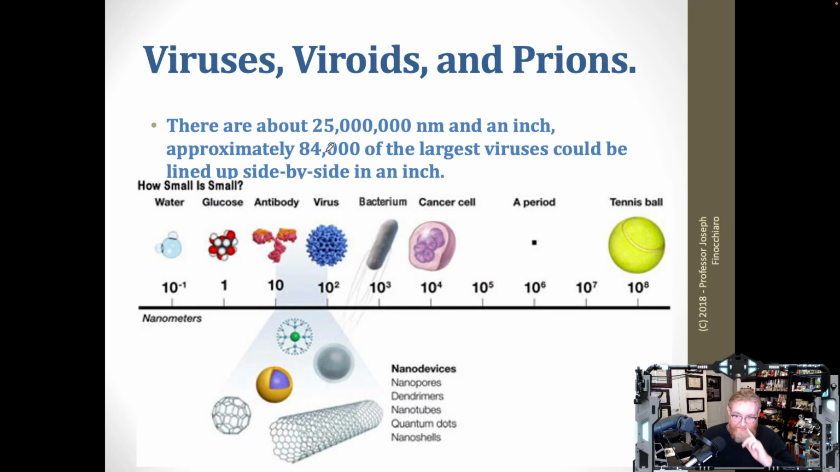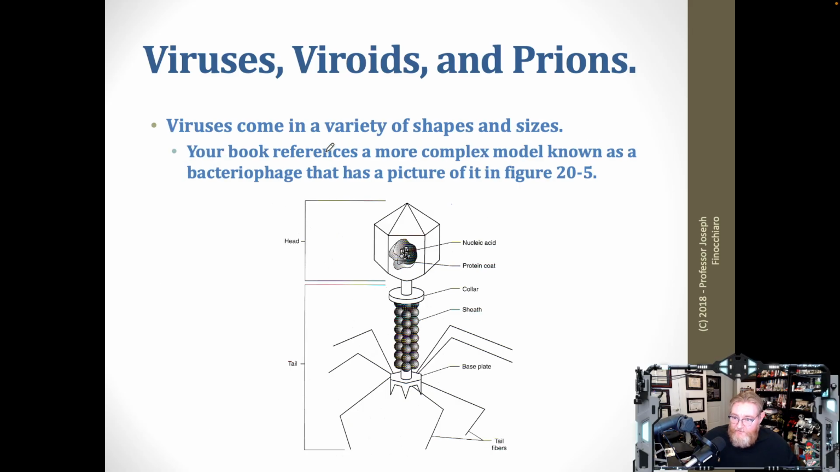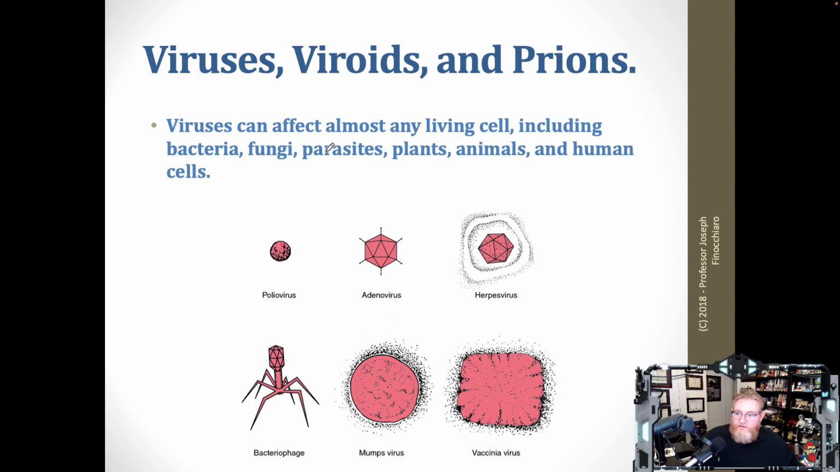There are approximately 25 million nanometers in an inch, and approximately 84,000 of the largest viruses could be lined up side by side in an inch. Viruses come in a variety of shapes and sizes. Your book references a more complex model known as a bacteriophage that has a picture of it in figure 20-5. Again, these numbers are based off of the purple edition of the book and may be changed in the most current version. Viruses can affect almost any living cell, including bacteria, fungi, parasites, plants, animals, and human cells.